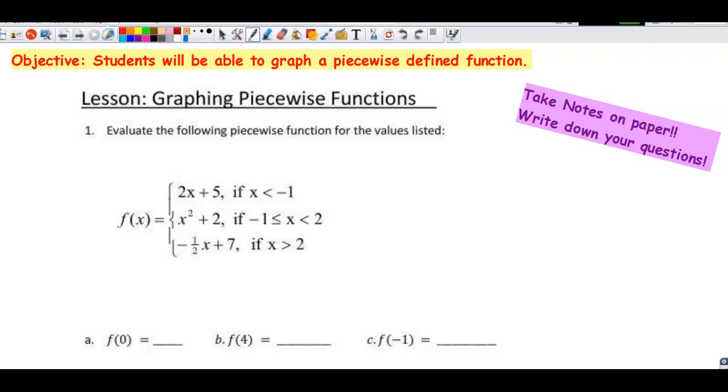It's good for you to take notes and for you to write down any questions that you may have so that you can ask your teacher. So the first thing says evaluate the following piecewise function for the values listed.